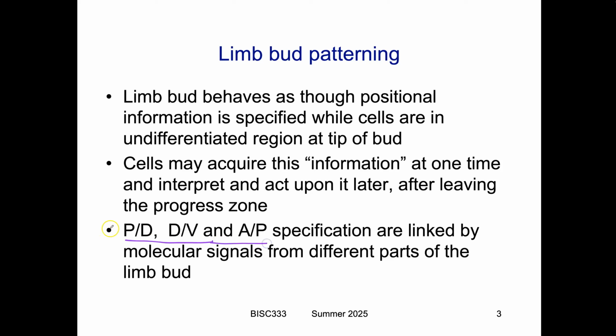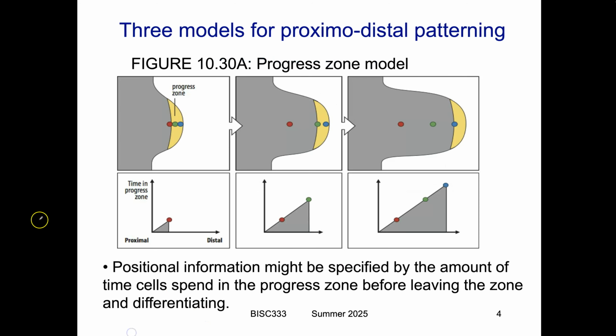Another piece of information that we're going to be looking at is that there are signals coming from different parts of the limb bud that give the cells information on proximal versus distal, anterior versus posterior, and dorsal versus ventral. But as I said before, you will see that some of them interact with each other, which we won't see in this first one. So I want to start with proximal distal specification and patterning.